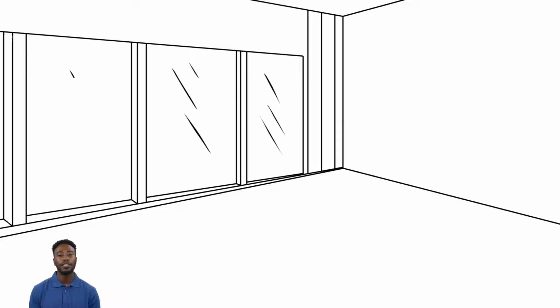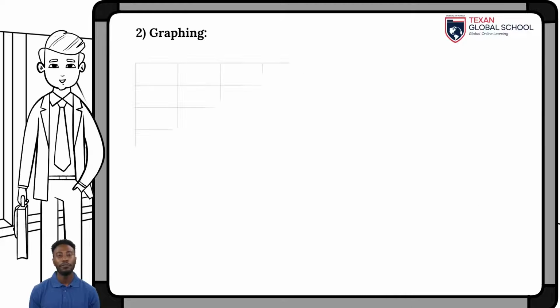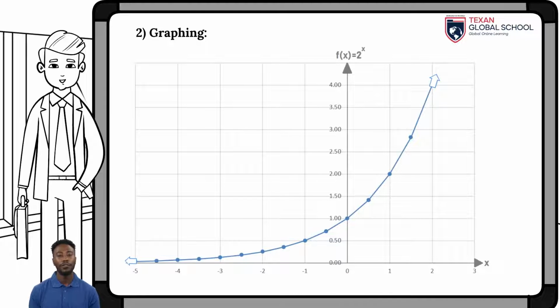Once the tabulation is complete, we proceed to graph. We can see the behavior of this exponential function, which has the set of real numbers as domain, but the range starts at 0 and is open to plus infinity.